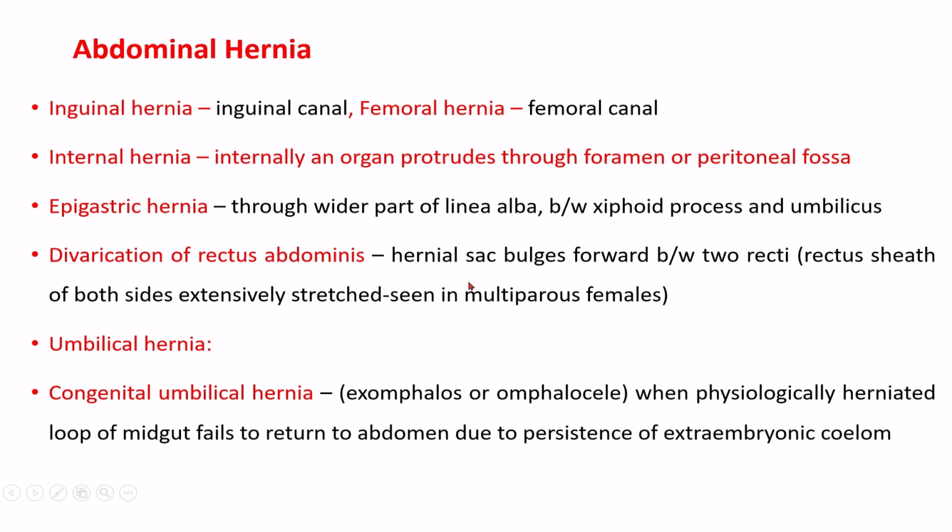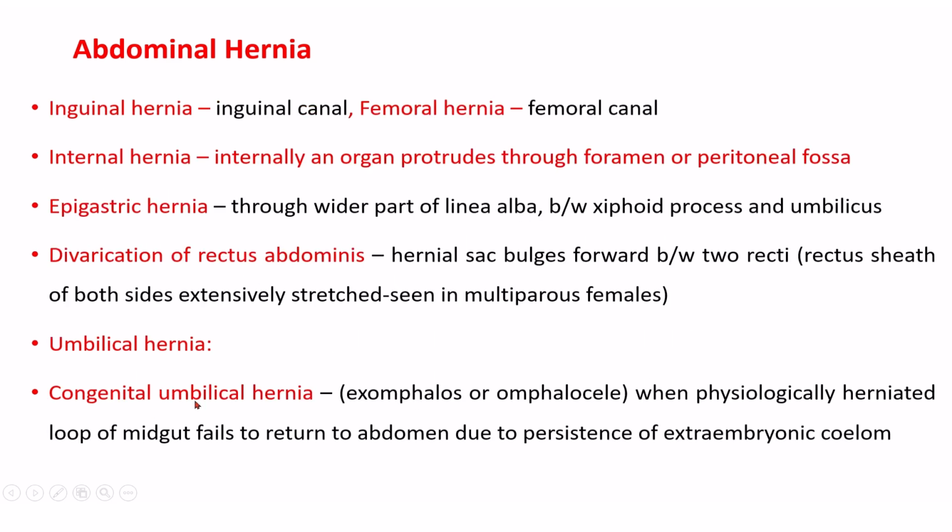Divarication of the rectus abdominis: here the hernial sac bulges forward between the two recti. The rectus sheath of both sides is extensively stretched, seen in multiparous females. Umbilical hernia is of two types, congenital and acquired. Congenital umbilical hernia is also called exomphalos or omphalocele, when the physiologically herniated loop of midgut fails to return to the abdomen due to persistence of extraembryonic coelom.